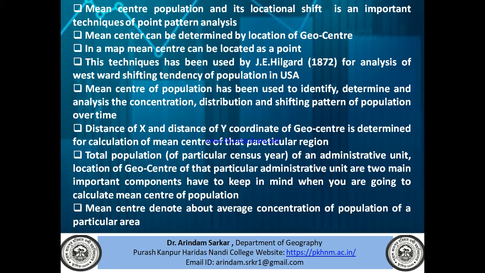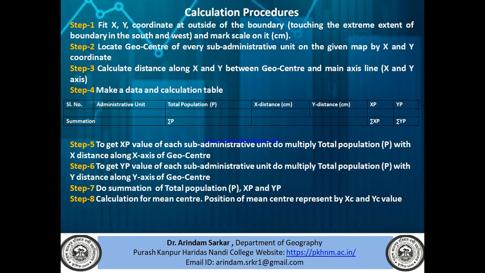of the particular region. The total population associated with a particular census year of an administrative unit, and the location of the geocenter of that particular administrative unit, are the two main important components to keep in mind when you are going to calculate a mean center of population. The mean center denotes the average concentration of population of a particular area.